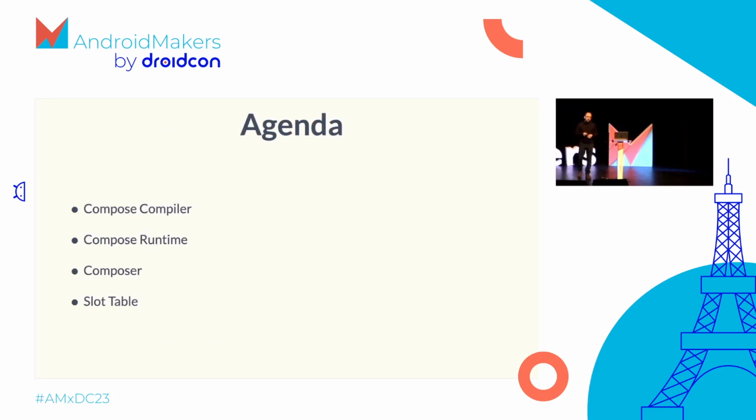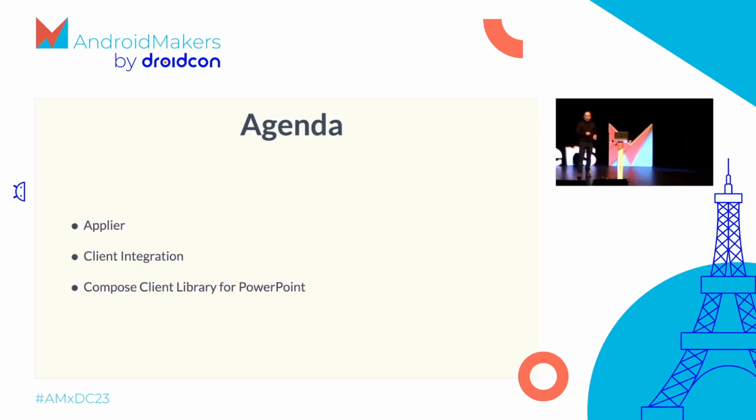So we will first start talking about Compose Compiler, even though we're not going to be directly using it. We're not going to make any changes to Compose Compiler, but we will see how the compiler works with Compose Runtime. And we will also, of course, talk about the runtime and things like Composer, slot table, and Applier. We will also see how we can make client integration so that clients are able to use our own library. And at the end, we will see how we can create a Compose client library for PowerPoint.